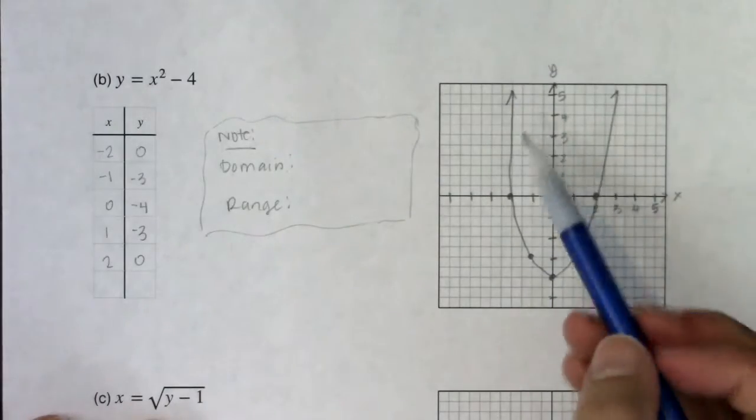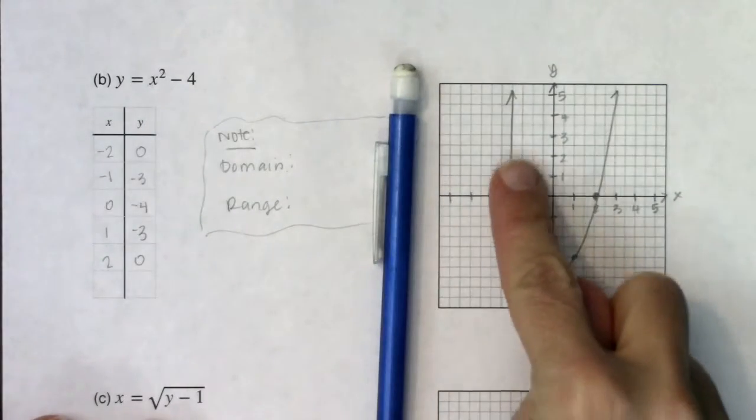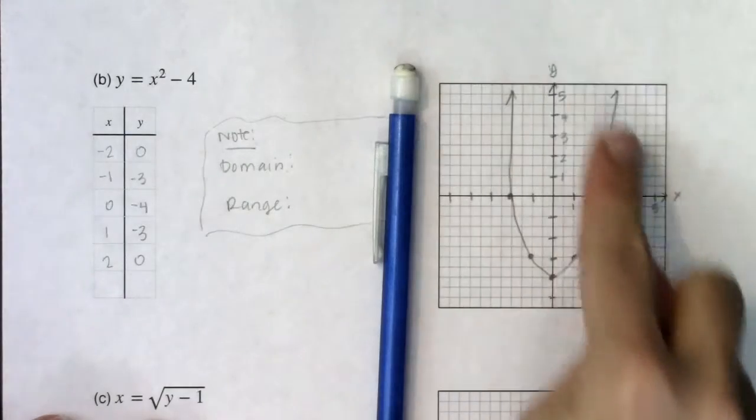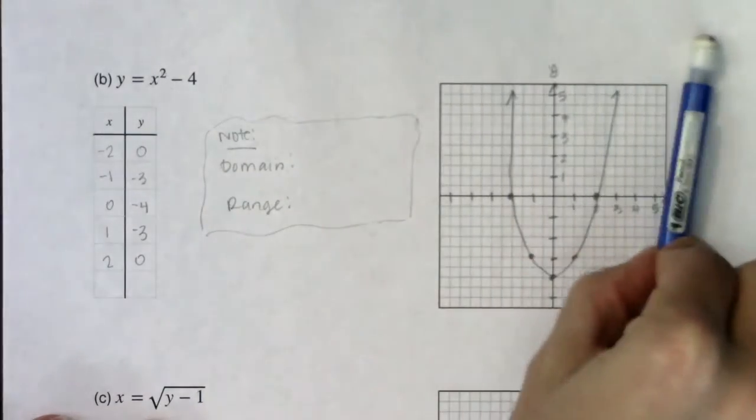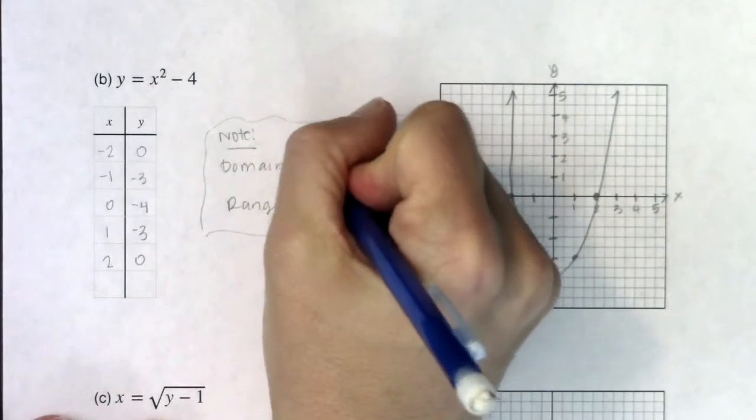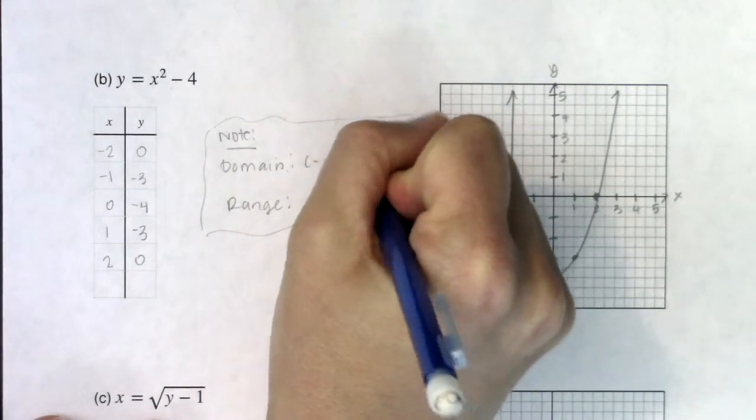All right, so here we go. If I look left, I can see that this arrow is heading left forever, and this one's going right forever. So as I move left to right, I hit the whole gamut. I'm going to go -infinity to infinity.